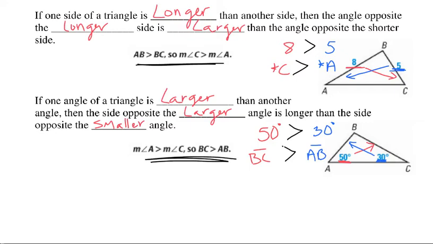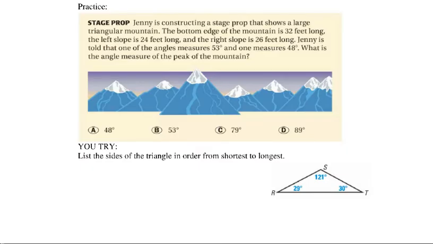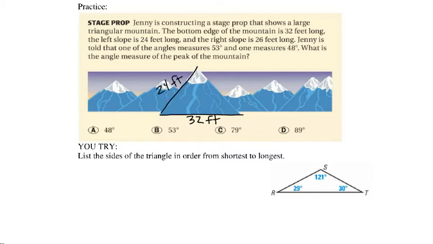So using that information about the opposite angles, we are going to draw in as I talk about this first one. It says Jenny is constructing a stage prop that shows a large triangular mountain. So we're going to use this one here in front to make our markings on. The bottom edge of the mountain is 32 feet long. The left slope is 24 feet long. And the right slope is 26 feet long. Jenny is told that one of the angle measures is 53 degrees and one measures 48 degrees. What is the angle measure of the peak of the mountain?